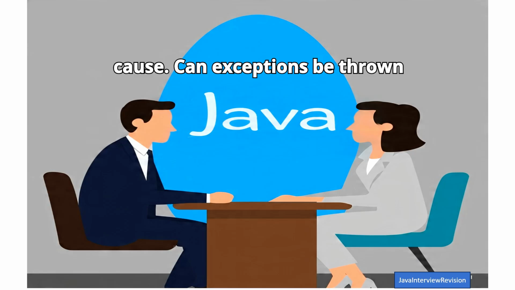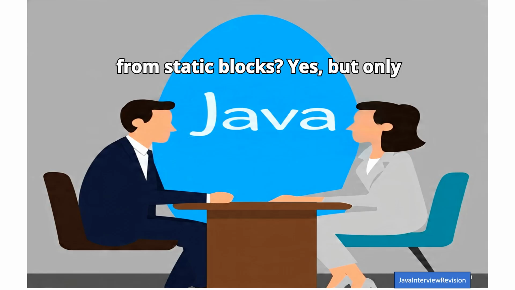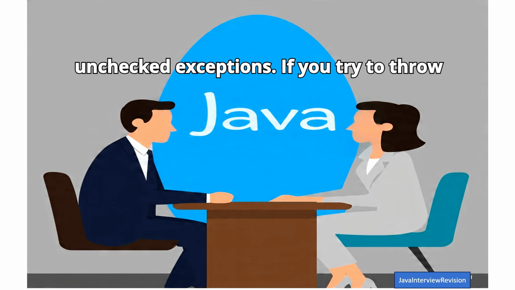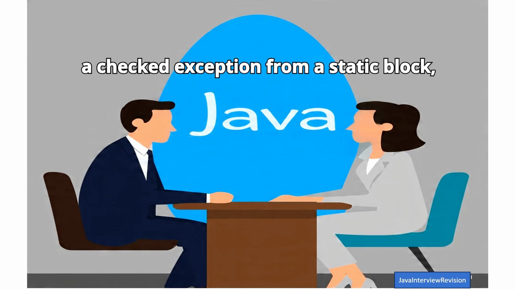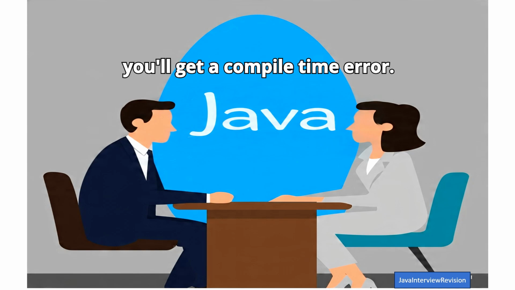Can exceptions be thrown from static blocks? Yes, but only unchecked exceptions. If you try to throw a checked exception from a static block, you'll get a compile time error.